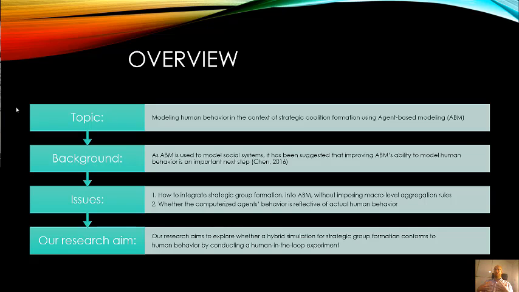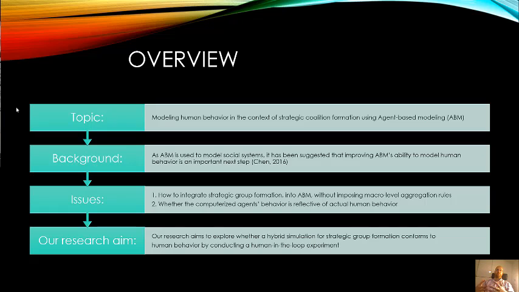The first one is, how do you integrate strategic group formation into an agent-based model without throwing the baby out with the bathwater? And what do I mean by that? Well, if you aggregate the agents up, then you're no longer really using an agent-based model. The other issue was, do these computerized agents actually react like humans would? So are they reflective of human behavior?